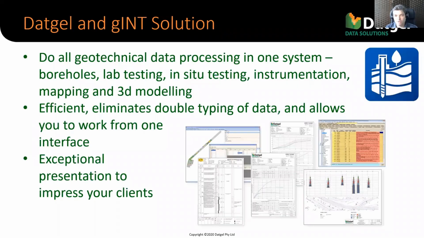So the Datgel and gINT solution is a combination of software from Bentley Systems and Datgel. It allows you to manage, report, and process all types of geotechnical data in one system, including boreholes, lab testing, instrumentation, in situ testing, through to mapping of data, 3D modeling, and data collection in the field. Having everything in one solution allows you to be more efficient. You can eliminate double typing of data. You can work from one interface to do most of your things, or maybe two interfaces, because gINT has two bits, gINT and gINT Civil Tools. And you get really high quality presentation for your customers.